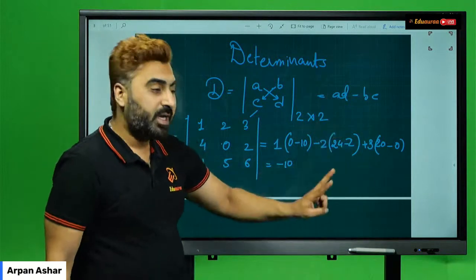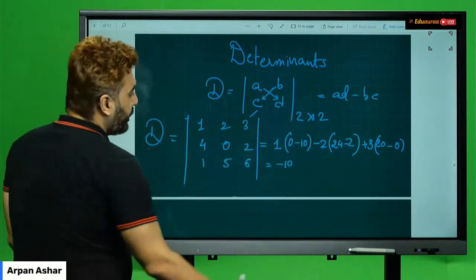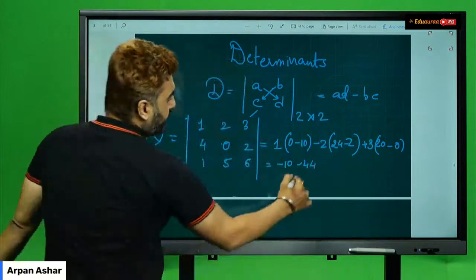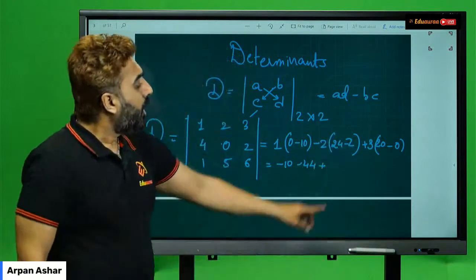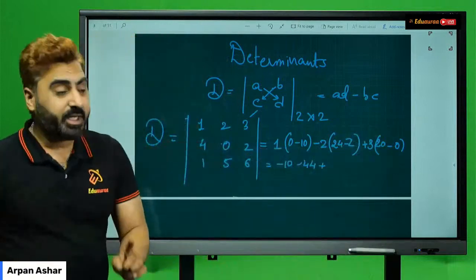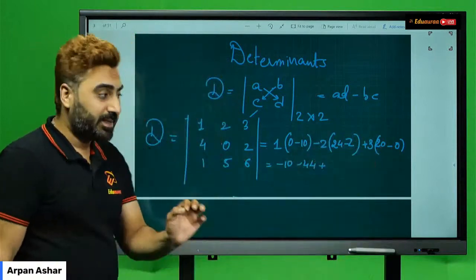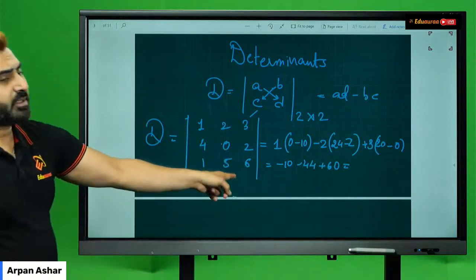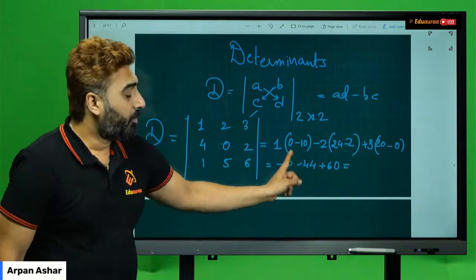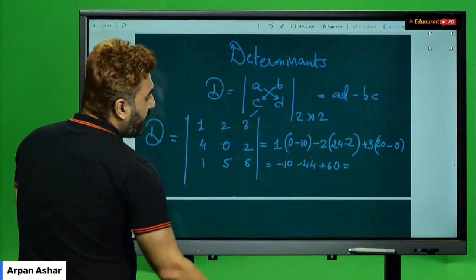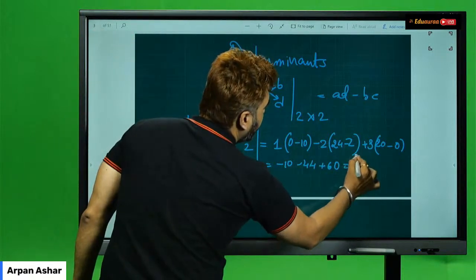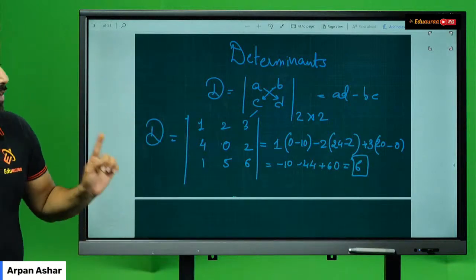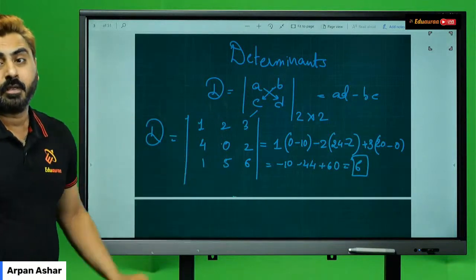24 minus 2, 22. 22 into minus 2, minus 44. Plus 20 minus 0, 20. 3 into 20, 60. So plus 60. और ये क्या होगा minus 10 minus 44, minus 54. Minus 54 plus 60 is nothing but 6. And this is nothing but the determinant value of this.